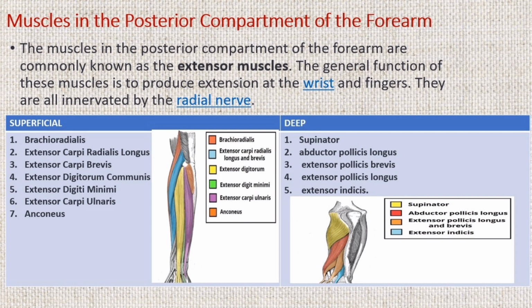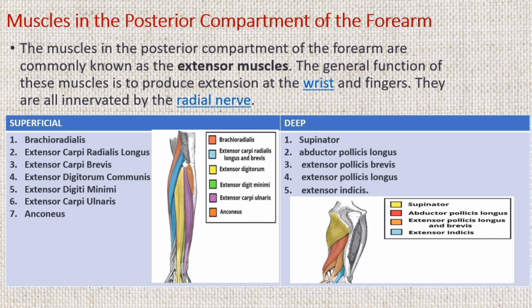Extensor carpi ulnaris. The extensor carpi ulnaris is located on the medial aspect of the posterior forearm. Due to its position, it is able to produce adduction as well as extension at the wrist. Attachments. Originates from the lateral epicondyle of the humerus, and attaches to the base of metacarpal V. Actions. Extension and adduction of wrist. Innervation. Radial nerve deep branch.